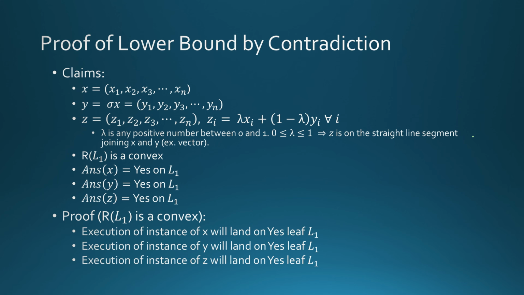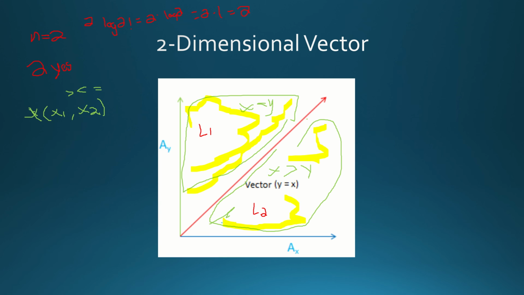So z is on the straight line segment joining x and y. For example, the vector. If we look back, z will fall in between these two regions, in its own region where the answer is no, right here. The answer is no, because if they're equal at any time, the answer is no. This is going to become important when we're proving this based on contradiction.